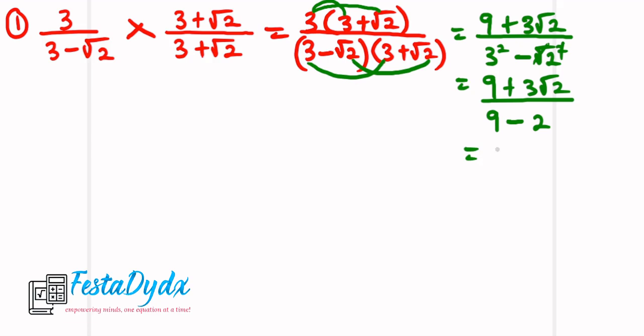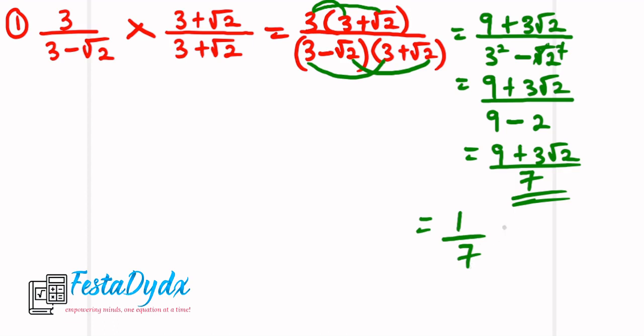So our answer here is (9 plus 3 root 2) all over 7. We can decide to leave our answer this way, or we bring the denominator like 1 all over 7. We bring the denominator this way in a bracket, 9 plus 3 root 2. So you can decide to leave your answer this way or this way, whichever way, they are the same thing.